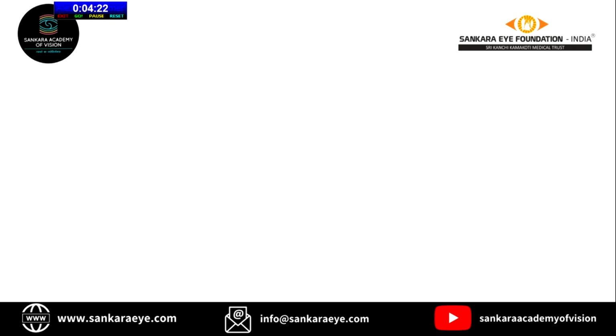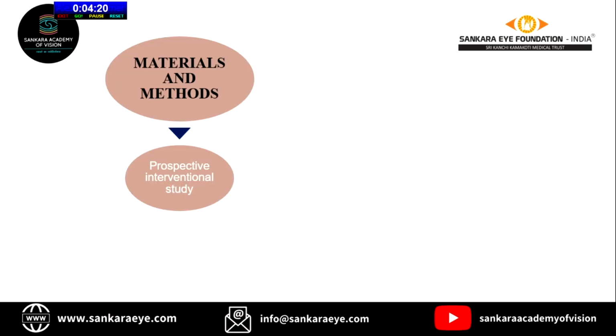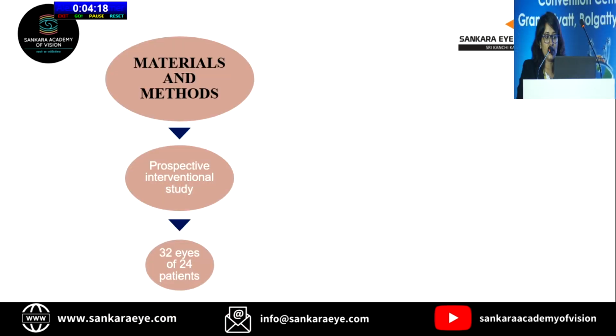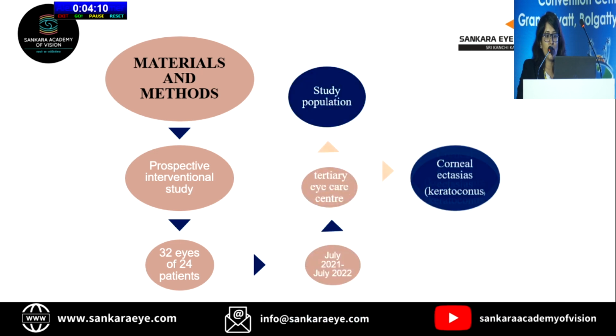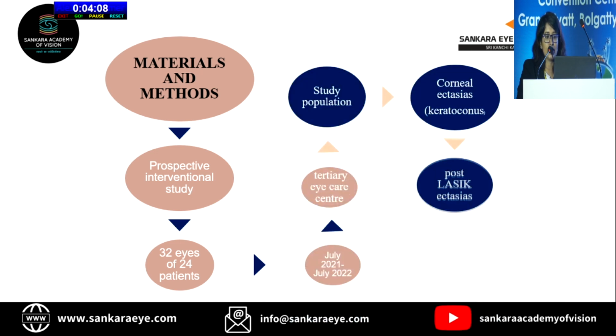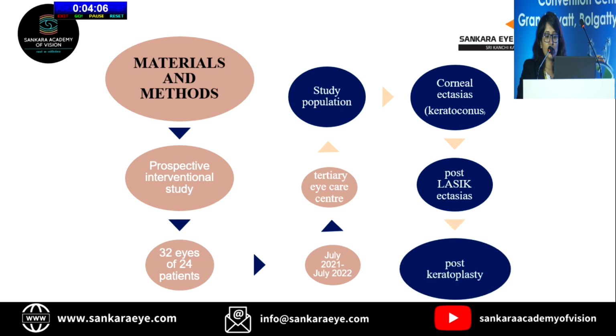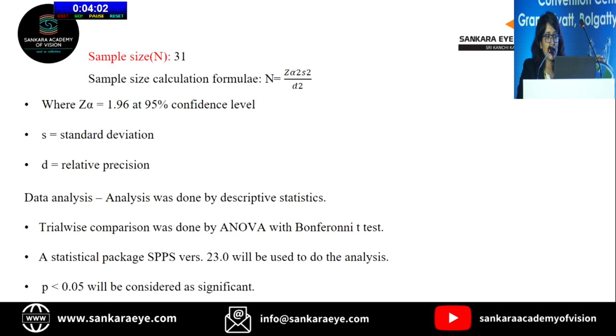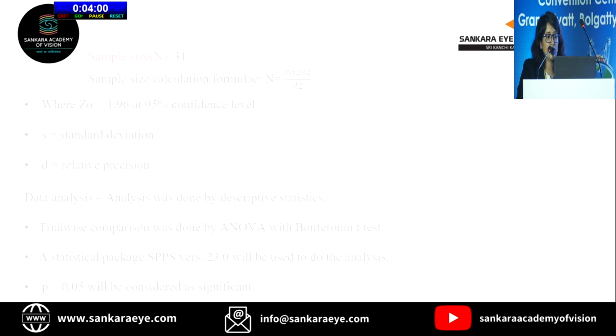In materials and methods, it was a prospective interventional study done in 32 eyes of 24 patients for a period of 1 year, from July 2021 to 2022, in a tertiary eye care center. My study population included those with corneal ectasias, post-LASIK ectasias, and post-keratoplasty patients with irregular astigmatism. The sample size calculated was 31 according to the following formula.